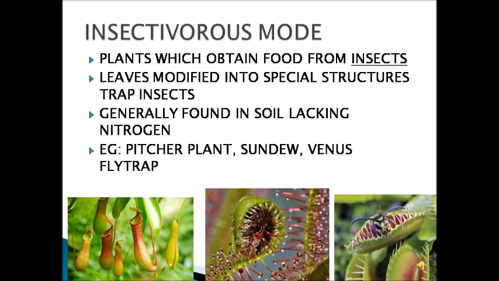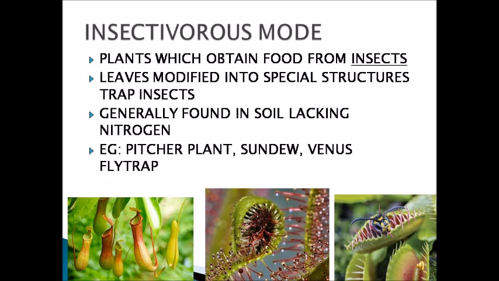The second mode is a very interesting one where plants obtain nutrition from insects. They do so by modifying their leaf structure in order to trap the insects. They adapt to this mode as the soil in which they grow does not contain nitrogen or enough nitrogen in it. Example: pitcher plant, named due to its pitcher or jug shape with a lid; sundew plant with sticky structures; and Venus flytrap with claw-like structures have structures to trap the insect.